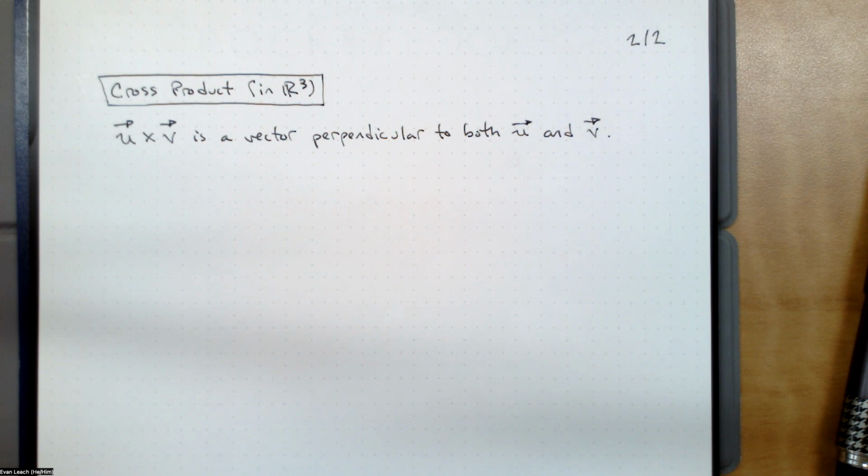So U cross V is a vector that's perpendicular to both U and V. Now let's imagine a scenario. I'm going to have to start drawing in 3 dimensions, but I've only got 2 dimensions that I can actually draw on. So we're going to have to use our imagination.